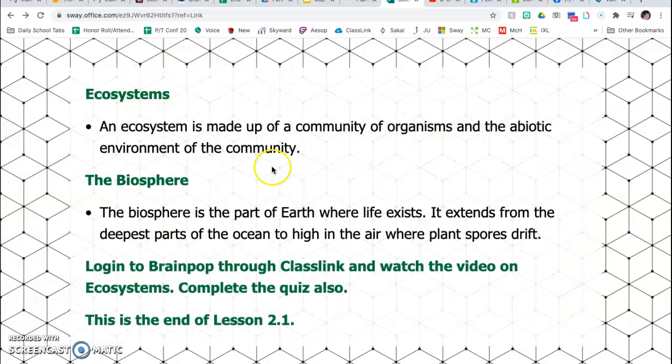So this overall ecosystem is made up of a community of organisms and the abiotic environment of the community. So all of the living things and all of the non-living things. And then the biosphere is basically the part of Earth where life exists. It extends from the very deepest parts of the ocean to high up in the air where plant spores drift.